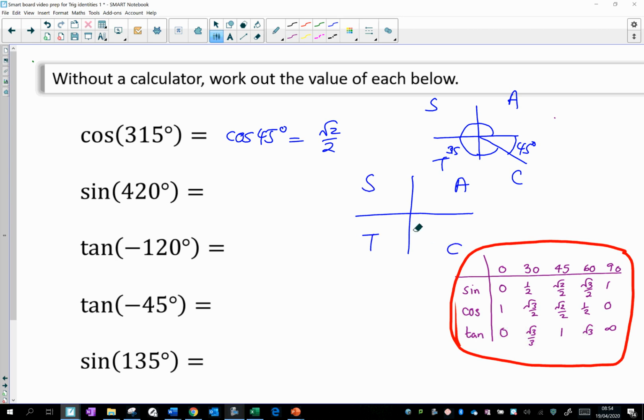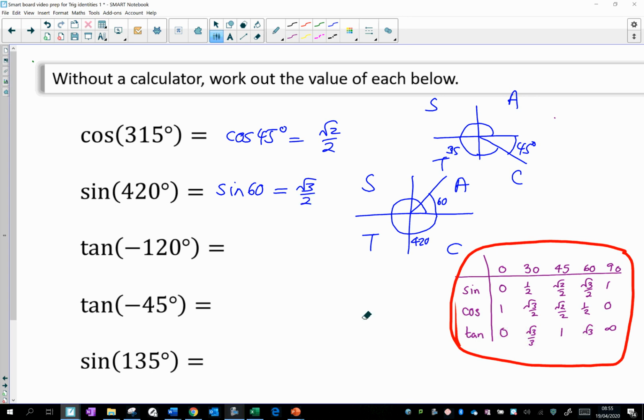ASTC, 420, well, we know it's 360 all the way around. 450, though, would be too far, so 420 is there. So this is 360 all the way around. So this bit is going to be, sorry, it's 420 all the way around. This angle here is going to be 60, the angle made with the x-axis. Okay, so sine 420, because it's in the A section, is just going to be the same as sine 60, and sine 60 is just root 3 over 2 from the table.